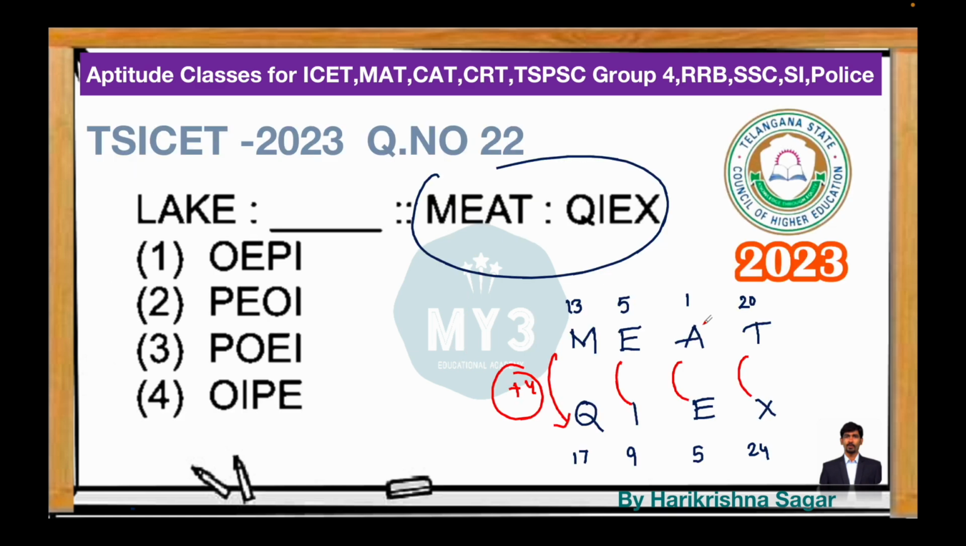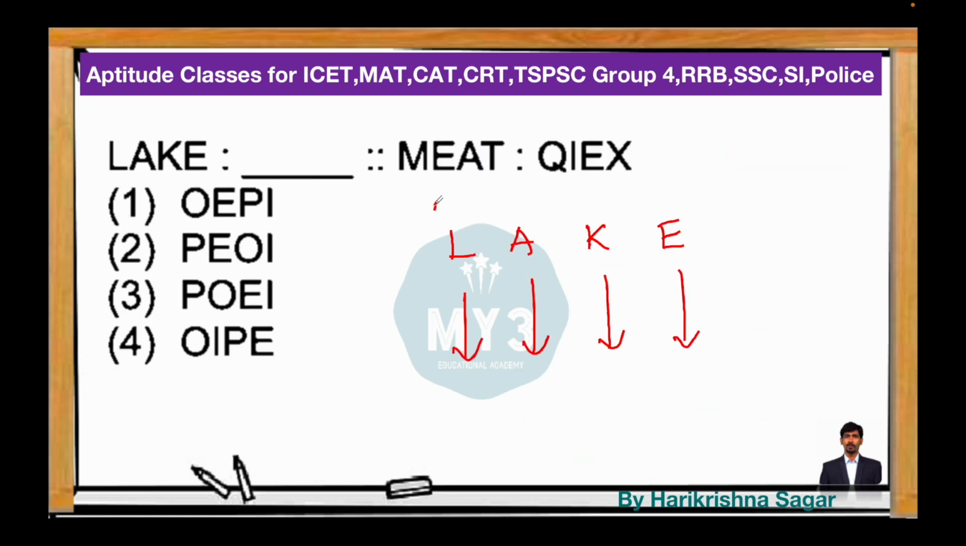Every alphabet is increased by 4, same like previous. So L is 12. 12 plus 4 is going to be 16. 16th alphabet is what? P. So the answer cannot be these two. And A is 1. 1 plus 4 is 5. 5 means what? E. Answer should start with P. Only one option is there. Mark it as the answer choice. So always use elimination when you are solving the questions.